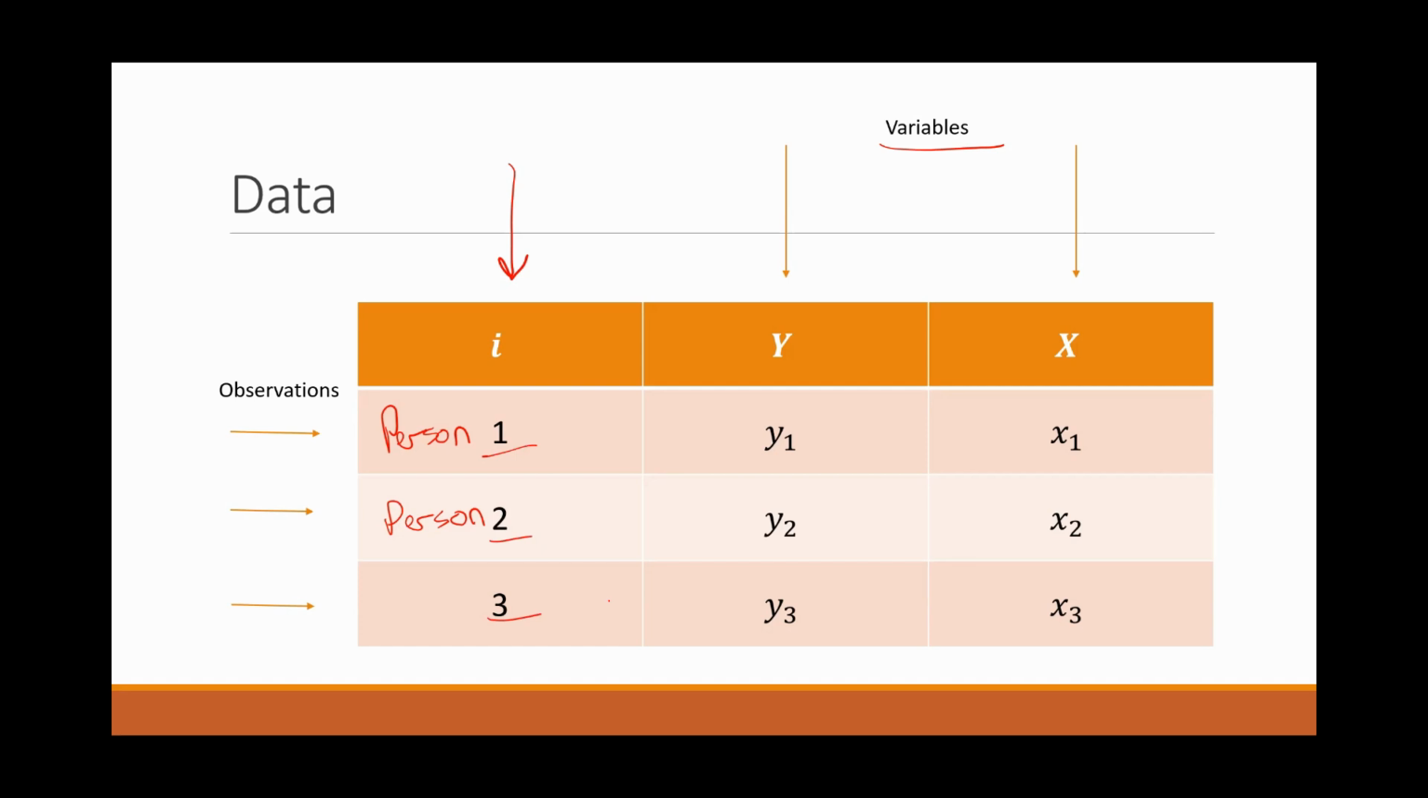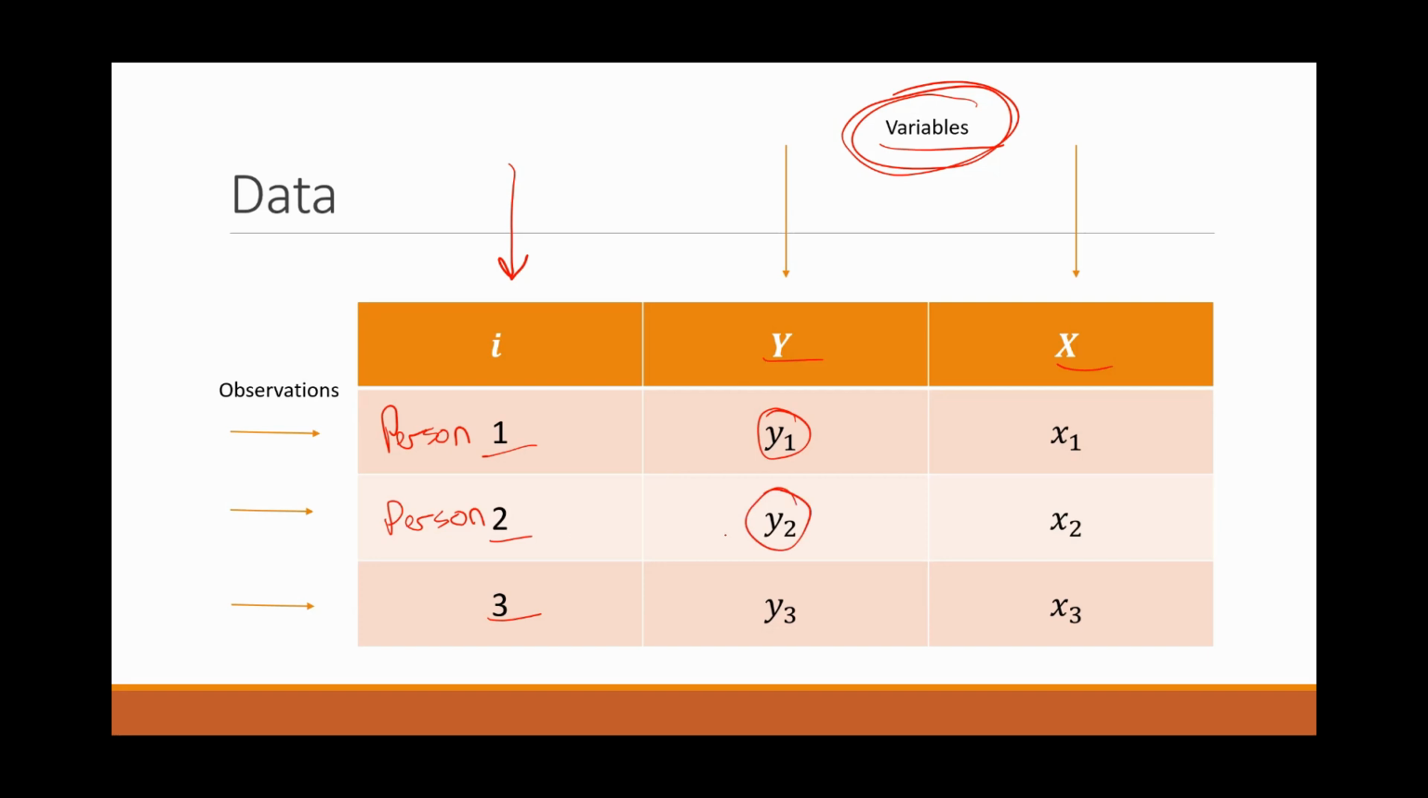Now, moving beyond that, the rest of the columns, again, are our variables. Here we have variable y and variable x, just named generically. We could make up examples, and I will in a moment. We have 2 variables in this data set, and these variables take on different values for the different people in the data set. For example, for person 1, the value of the variable y is y1, and for person 2, the value of variable y is y2.